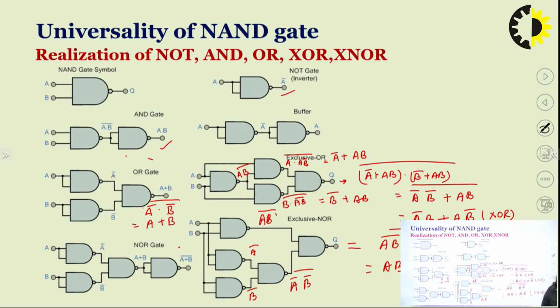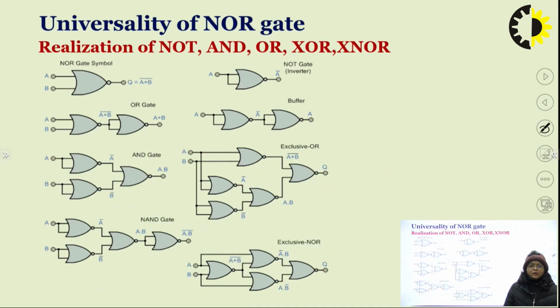So we can realize all the gates, that is AND gate, OR gate, NOR gate, NOT gate, XOR gate and XNOR gate using one simple gate, that is NAND gate. Similarly, we can realize all the circuits using NOR gate as well.